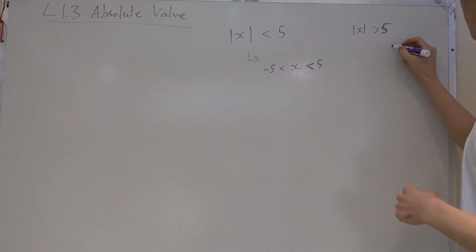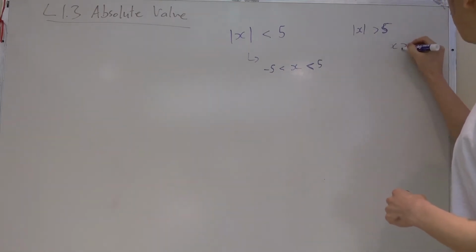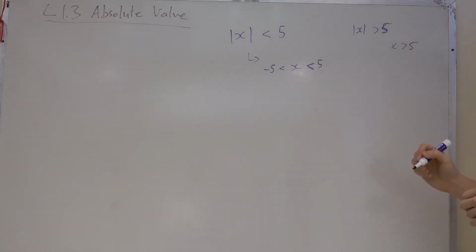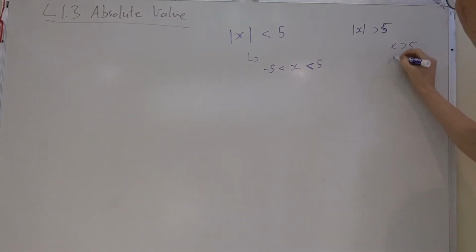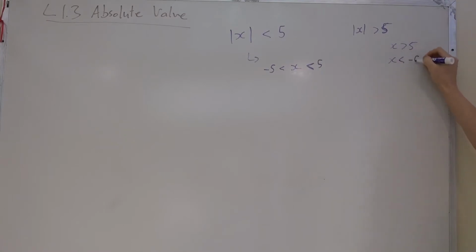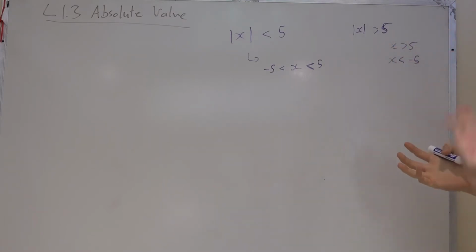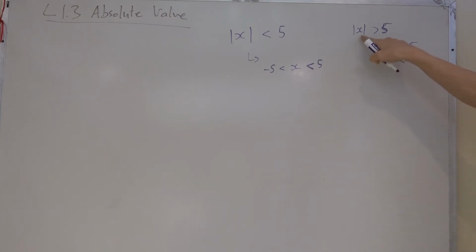So clearly every number x that is bigger than 5 works, right? Because if x is bigger than 5, it's a positive number and it's bigger than 5. The absolute value function doesn't do anything to it. But the other option is x is less than negative 5. And the reason why is because if x is less than negative 5, the number itself is going to be bigger, and the absolute value function is just going to ignore the sign. So you still have that the absolute value of x is bigger than 5.